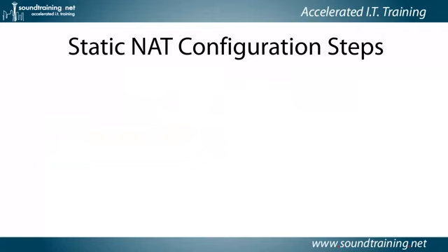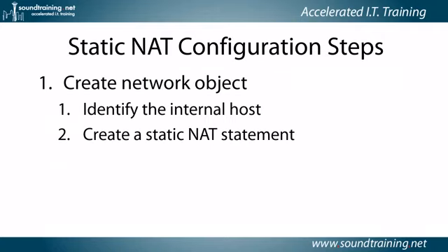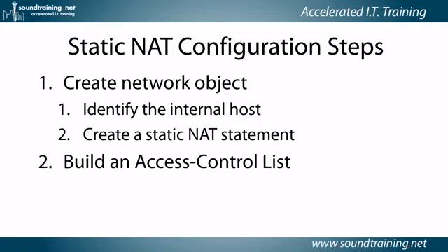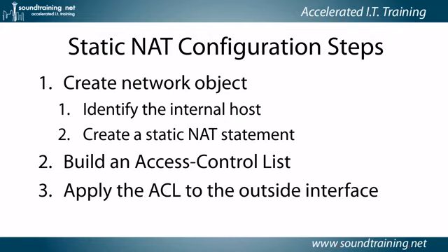There are 3 steps for configuring static NAT. Here they are. The first one is to create a network object, and within this network object you'll identify the internal host, which is the web server, and you'll create a static NAT statement to tell the ASA to forward port 80 traffic from the outside interface to the web server on the inside. You'll build an access control list, which will allow the traffic flow to go against the security levels on the ASA, and then you'll apply the access control list to the outside interface. So it's really fairly simple. Let's go ahead and go through the demonstration so you can see what I mean.